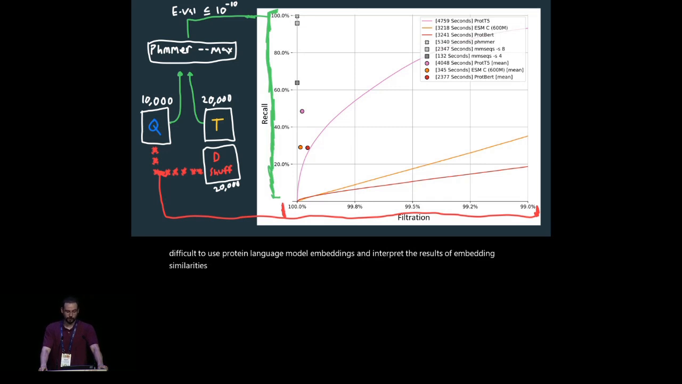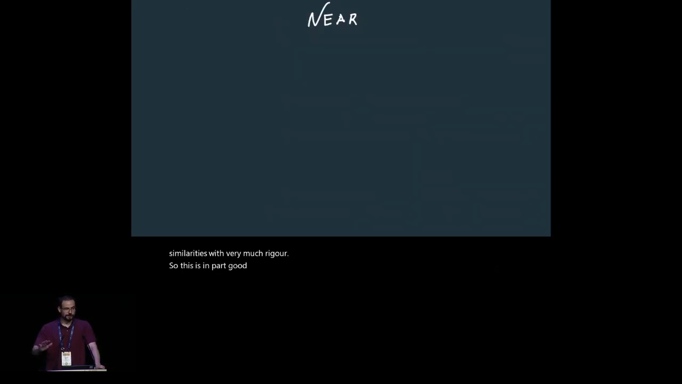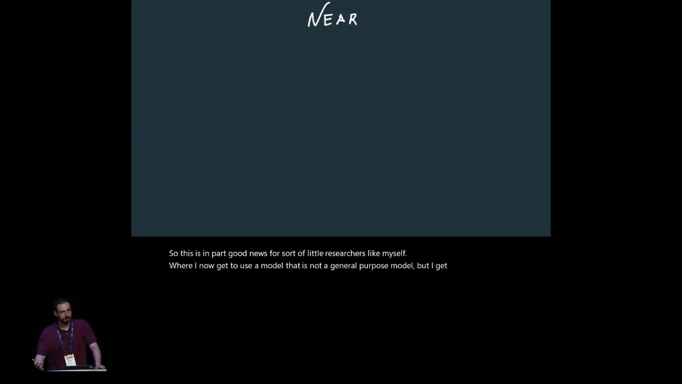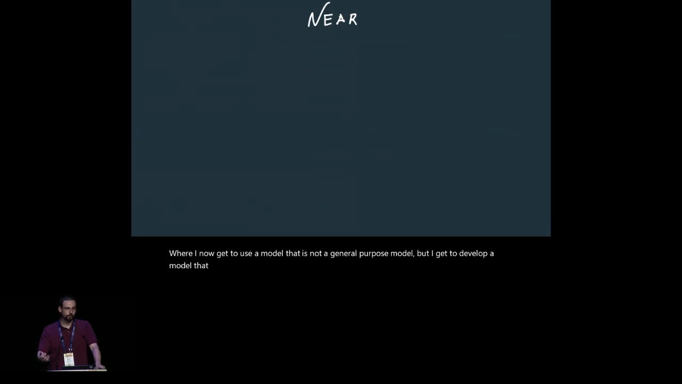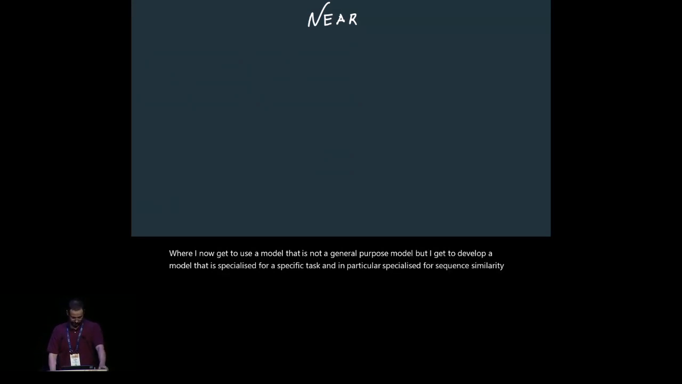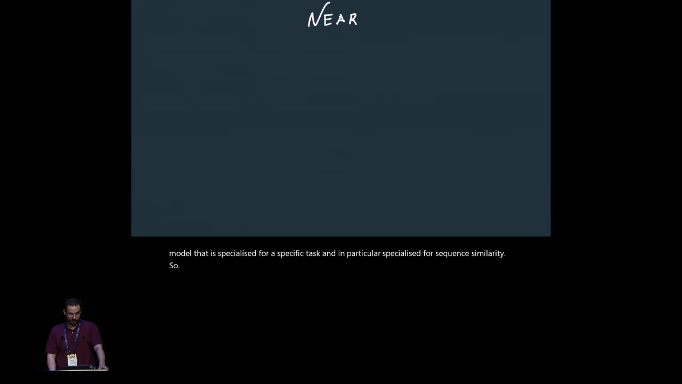It's very difficult to use protein language model embeddings and interpret the results of embedding similarities with very much rigor. So this is in part good news for little researchers like myself, where I now get to develop a model that is not a general purpose model, but is specialized for a specific task, and in particular, specialized for sequence similarity. So NEAR is a sequence similarity model.